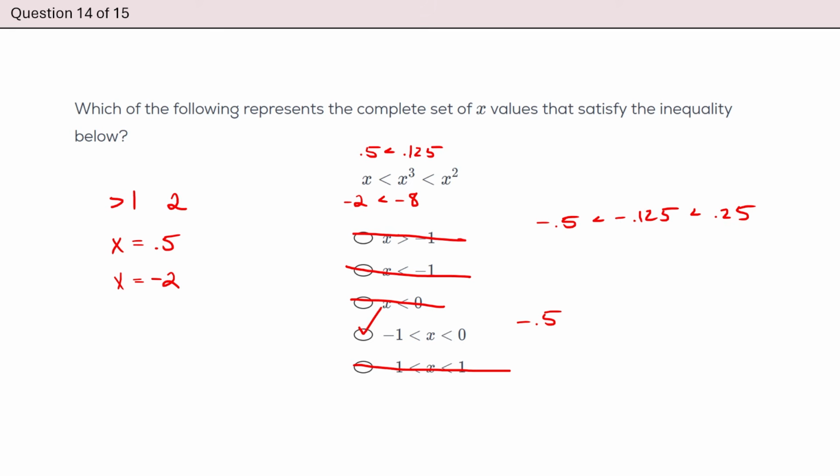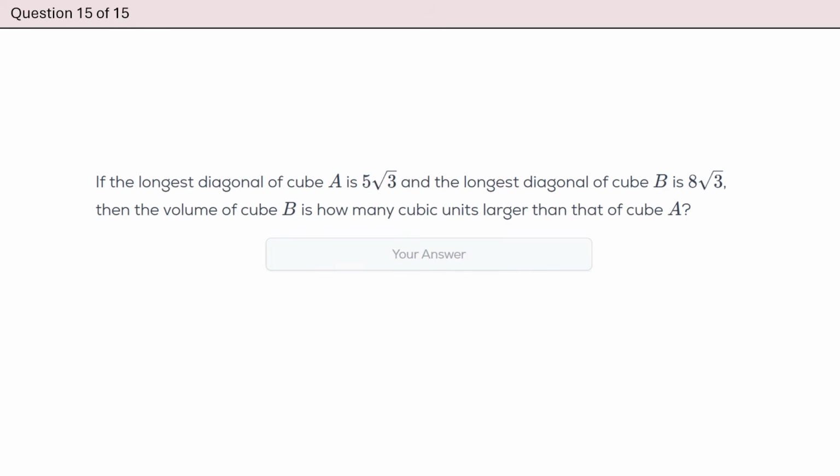And we are about to end this journey, everyone, with our last one. If the longest diagonal of a cube A is 5√3, stop, piece by piece method, right? Okay. If your conceptual foundation is very strong, you'll know that the longest diagonal is going to equal √3 times the side, which immediately allows you to say, oh, in cube A, the side length equals 5. And you could do the same logic with B. In B, the side length equals 8.